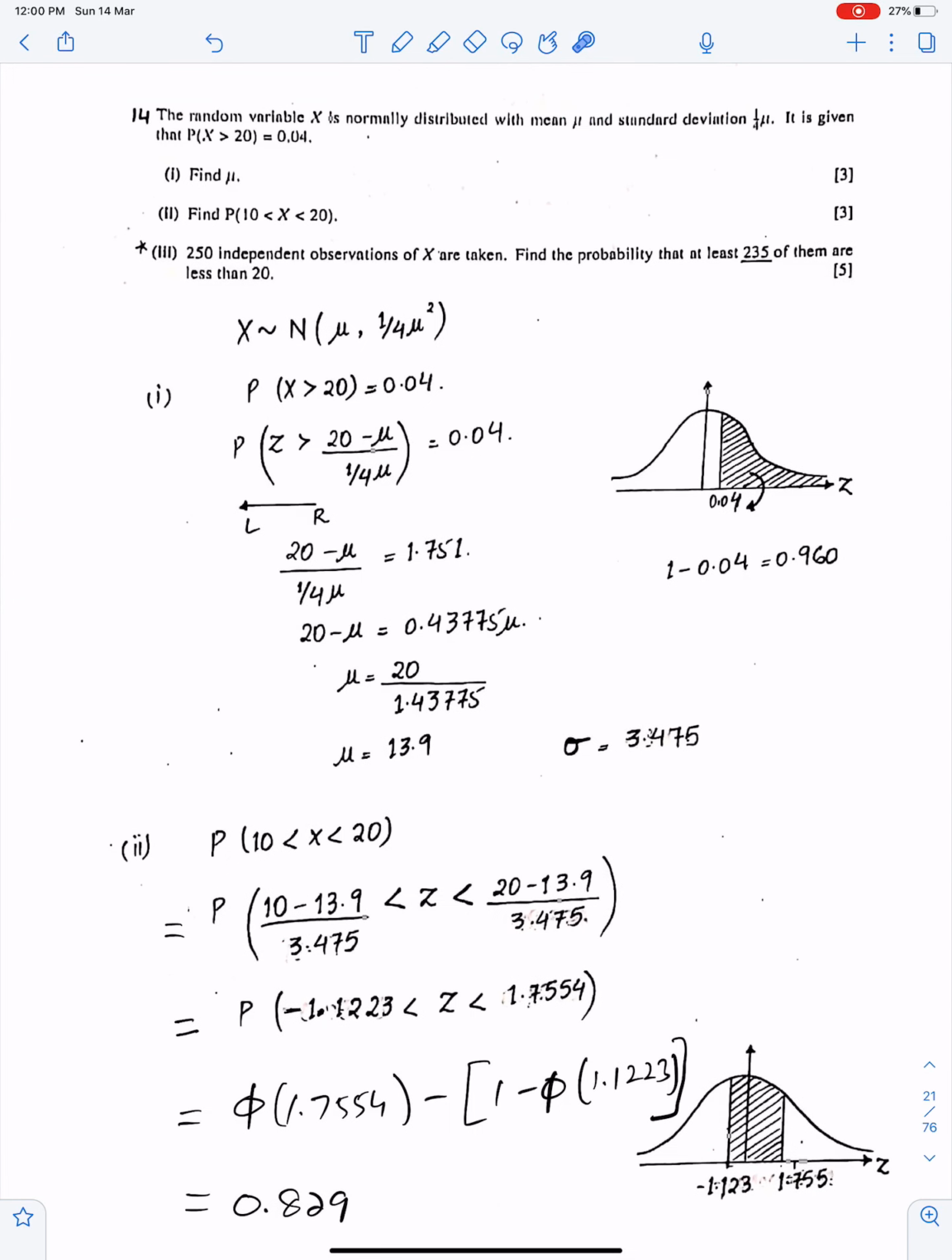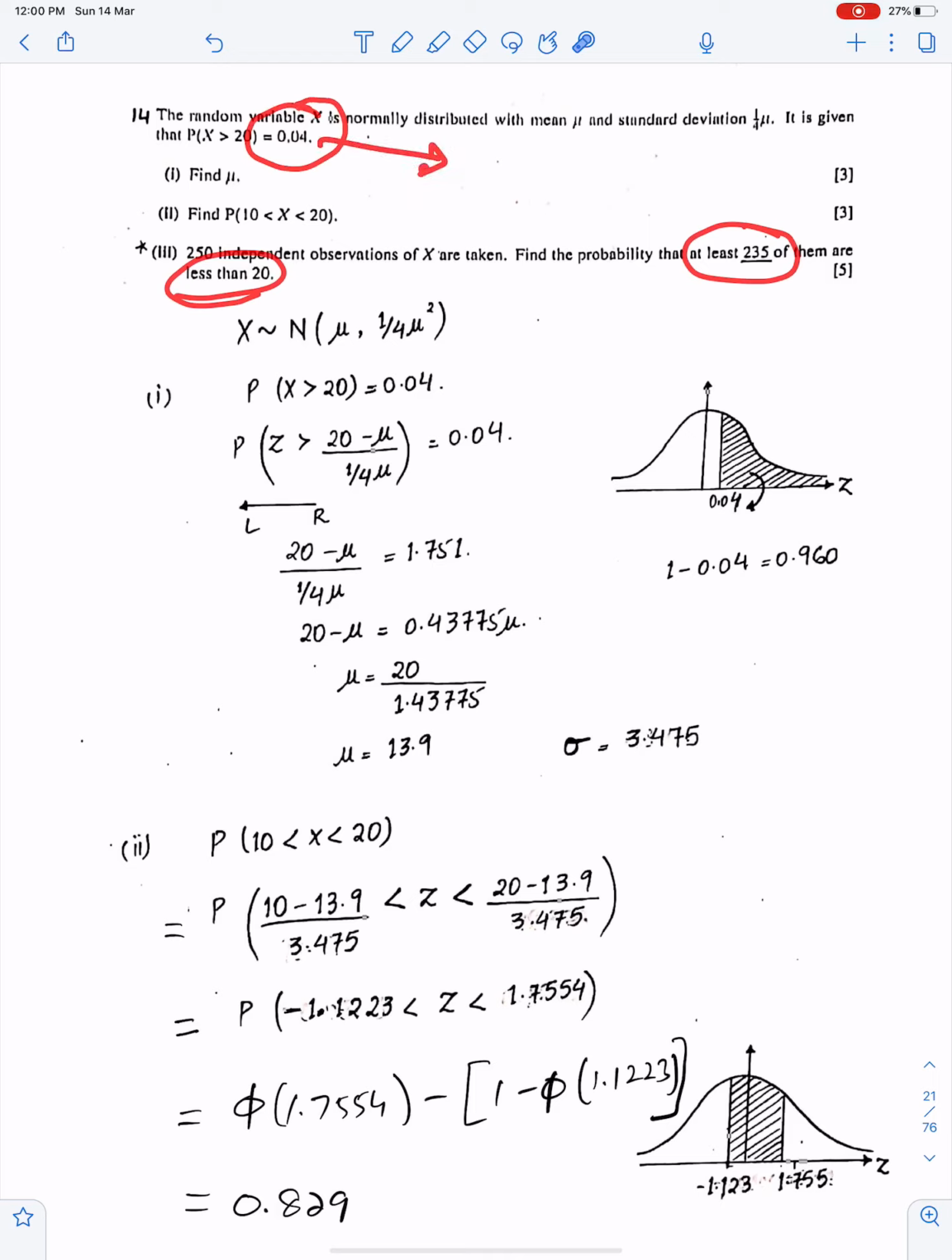Next question. This question is simple, so I should leave this. This one is also simple. I'm leaving this. Now this is normal approximation. 250 independent observations of X are taken. Find the probability that at least 235 of them are less than 20. Now less than 20 means you can get the probability from here.